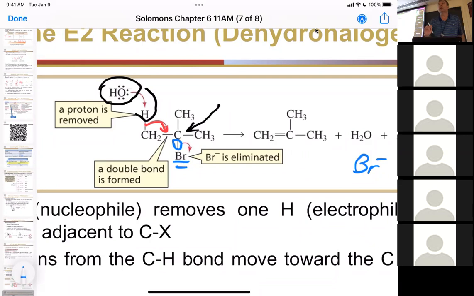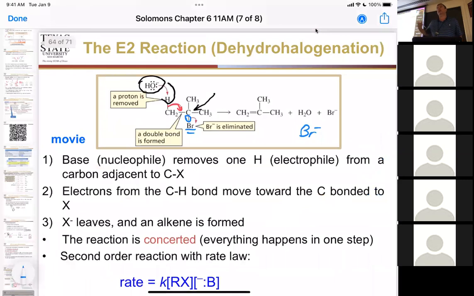Structurally, does it matter which group goes first? Not yet, but yes, it will. Which beta hydrogen it takes off, there are going to be some rules associated with that, and we're going to talk about that later. We're actually going to talk about that in chapter 7.